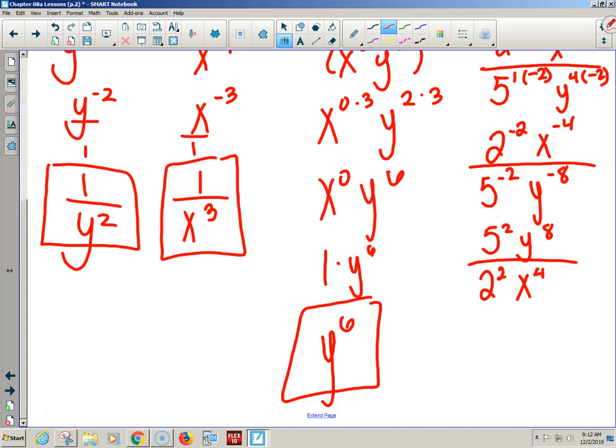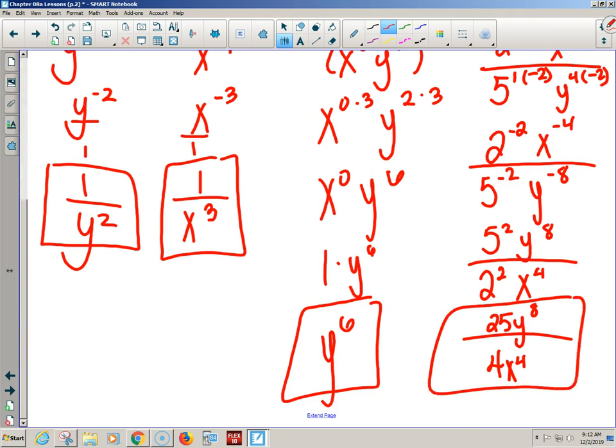Now at this point, all you've got to do is be like, wait a minute, 5 squared, that's a thing I should know. What's 5 times 5? 25. Y to the 8th? I don't know, it's a variable. 2 squared, that's a thing I should know. It's 4. Do you see it? It was nasty, it was gross, it was involved, but we got it.